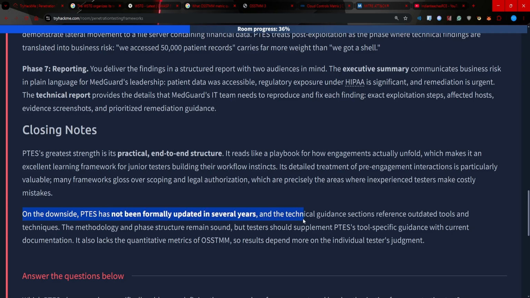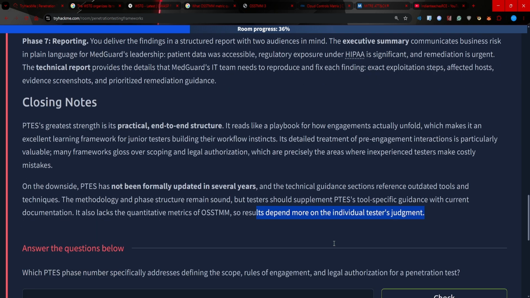That's crazy. And the technical guidance sections reference outdated tools and techniques. The methodology and phase structure remain sound, but testers should supplement PTES tool-specific guidance with current documentation. It also lacks the quantitative metrics of OSSTMM, so results depend more on individual tester judgment.